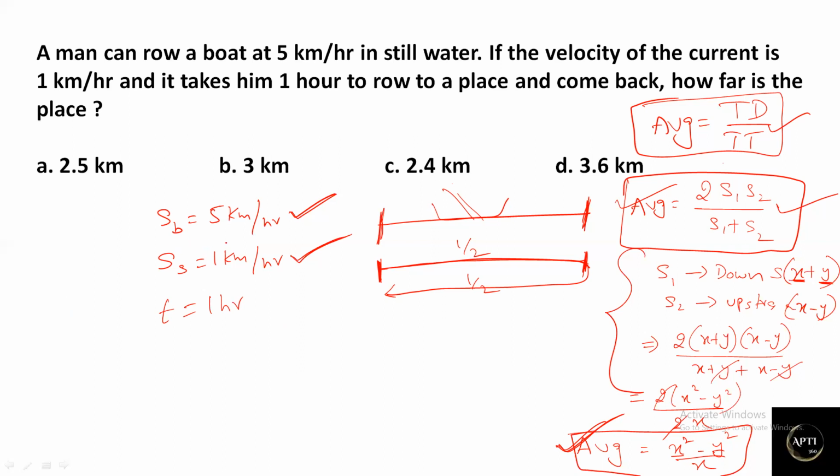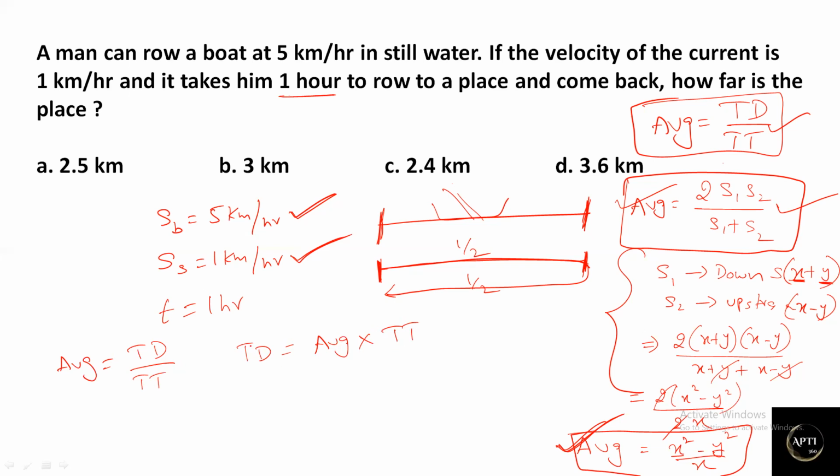Next, we can take the time. Now the time is 1 hour, so now we'll apply the same. How far is the place? We know that average speed is equal to total distance divided by total time. Now we need to calculate the distance. Total distance means average speed into total time. Can I write it like this? I'm just doing cross multiplication.